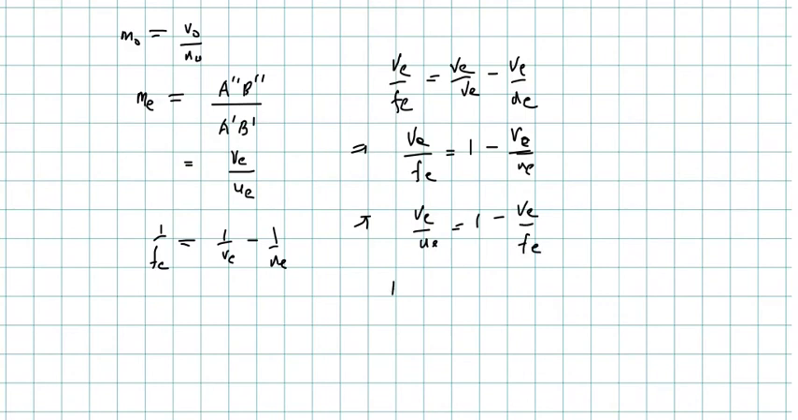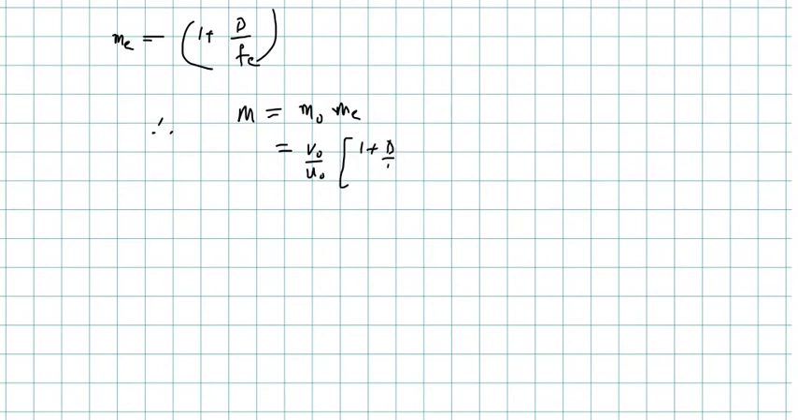But VE is actually minus D. Therefore, VE by UE is equal to 1 plus D by FE. Hence, we can write this, so ME is coming to be 1 plus D by FE. Therefore, total magnification M will be equal to MO into ME. So MO is VO by UO, and this is 1 plus D by FE, as simple as that. That's it. So this is the magnification.